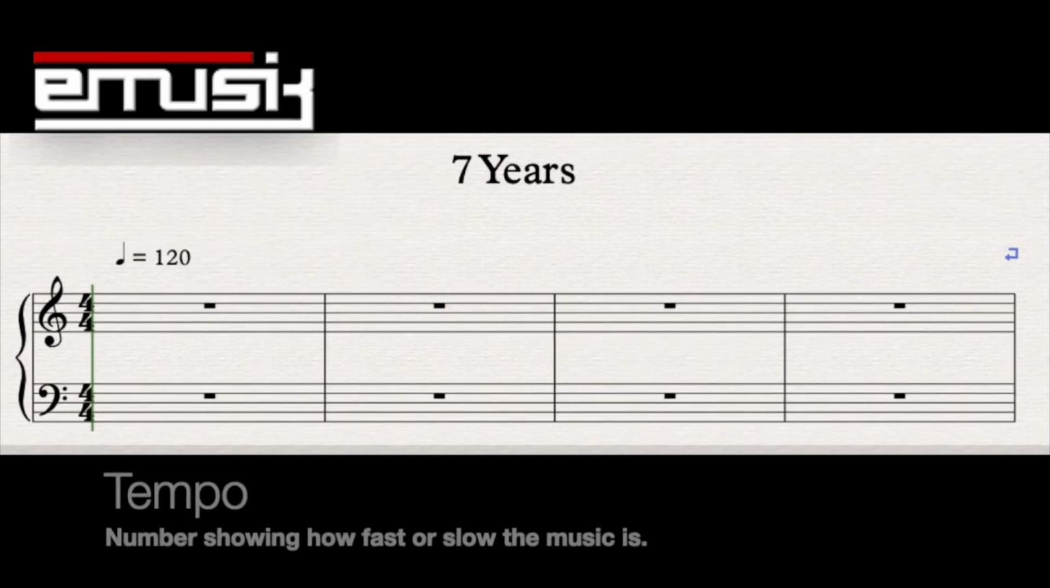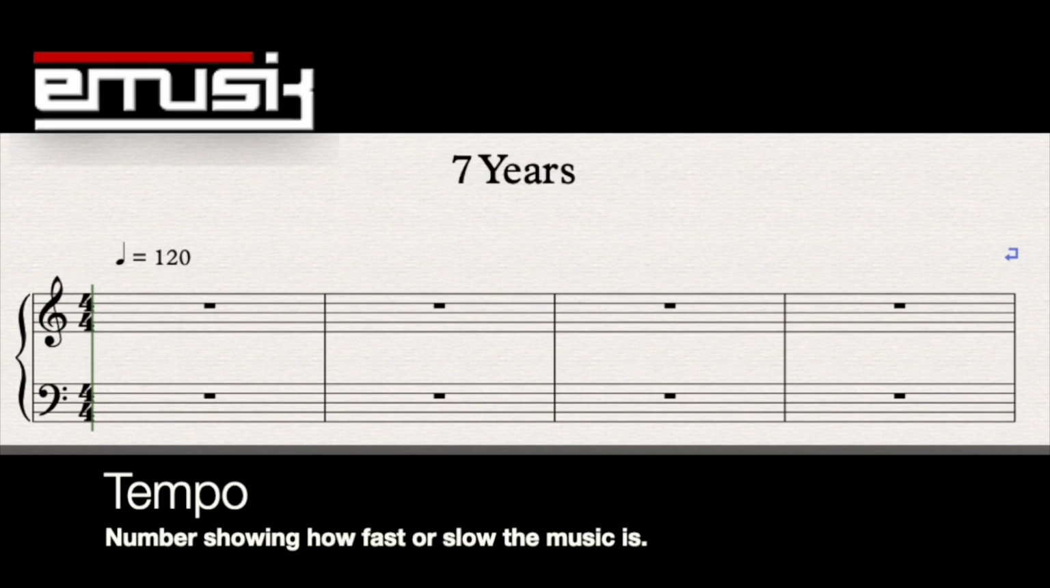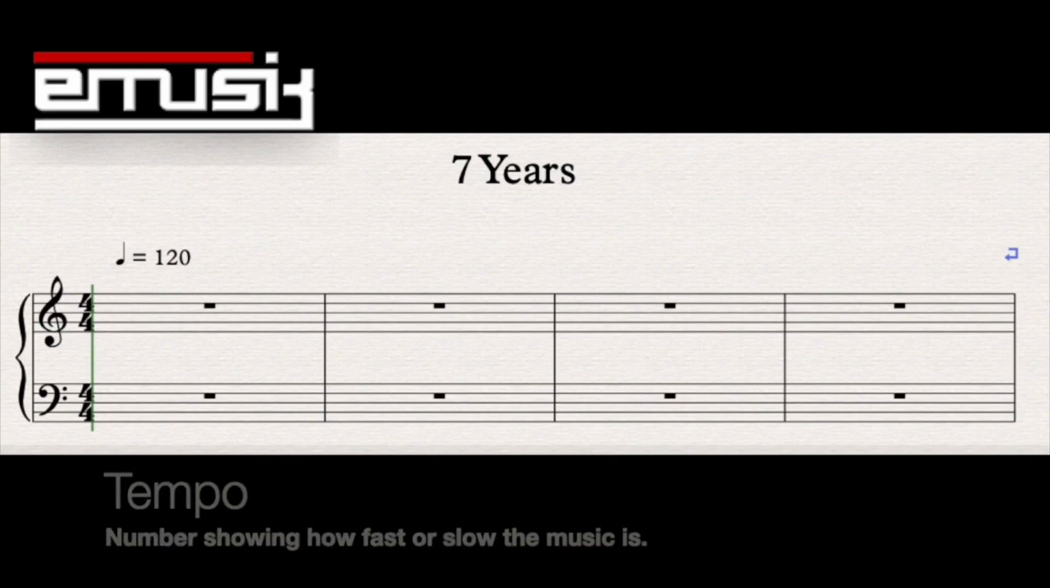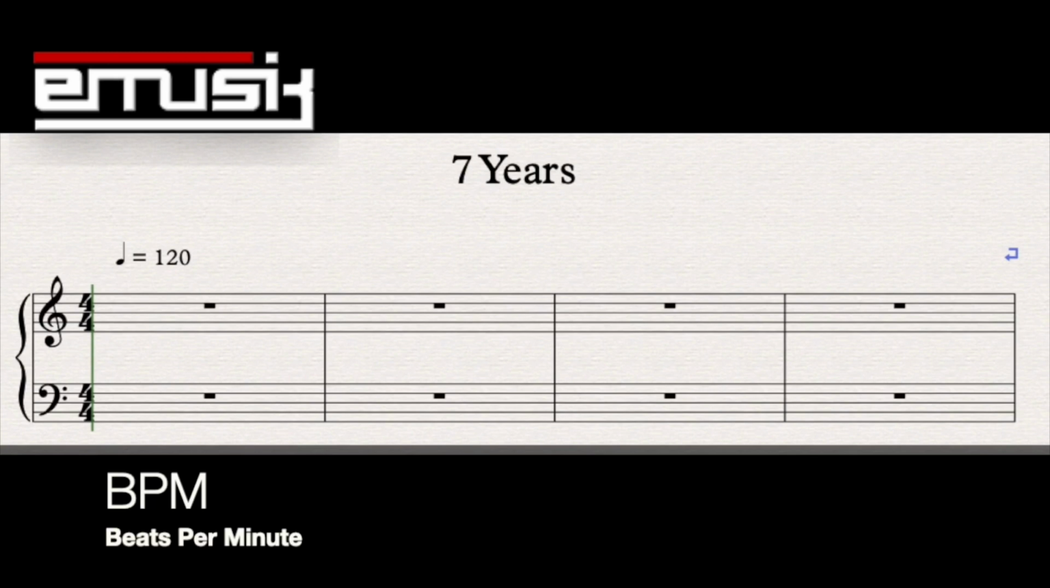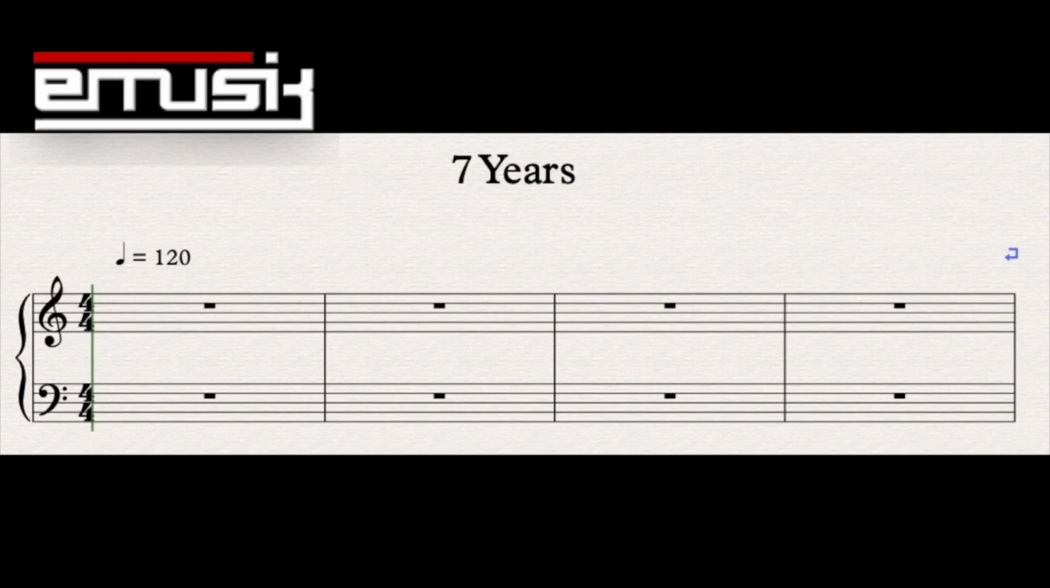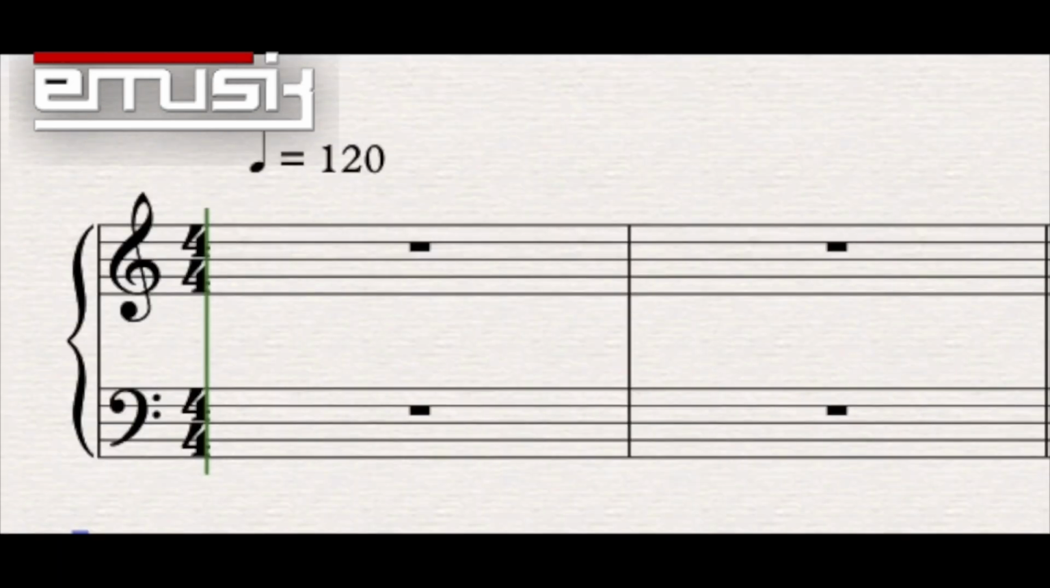This number here is called the tempo. So tempo refers to how fast or slow a song or a piece of music is. So in this case, 7 years has a tempo of 120 beats per minute, or BPM for short, and has a time signature of 4/4. Wait, what? Time signature? Whoa.